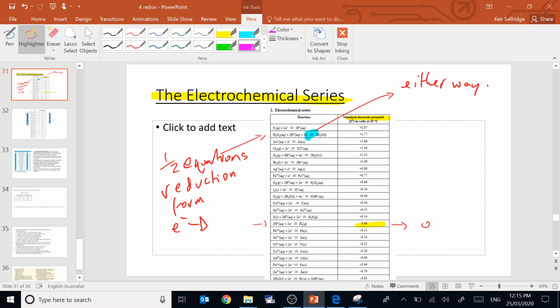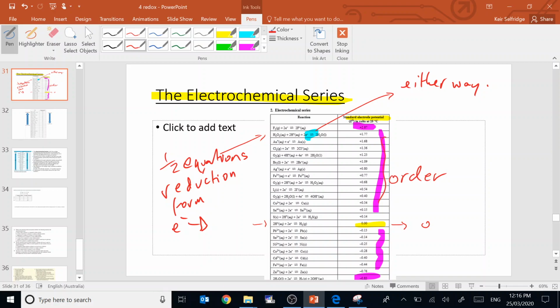Finally, I want you to notice that these E0 values go up in order. The largest positive is at the top, and the largest negative is down the bottom. I want you to notice that because, once again, a really common exam trick is that they'll give you a bunch of half equations and might put them out of order, and you've got to sort them into order first. So these E0 values are the order.